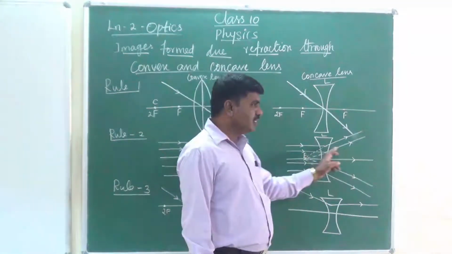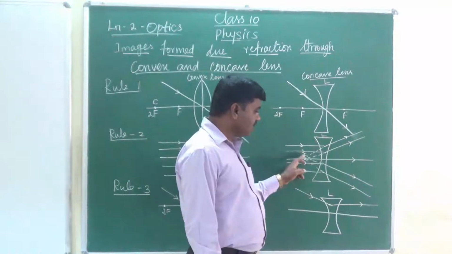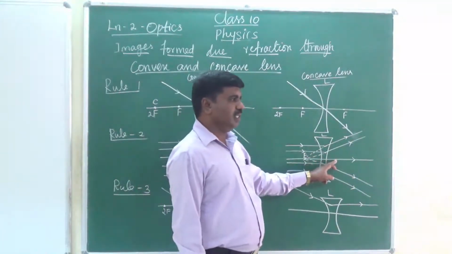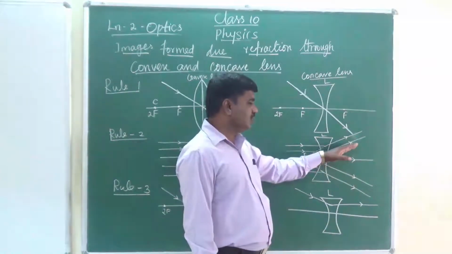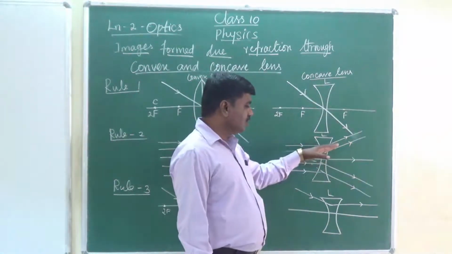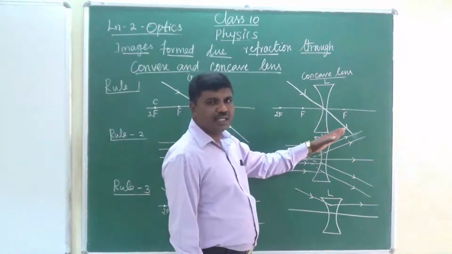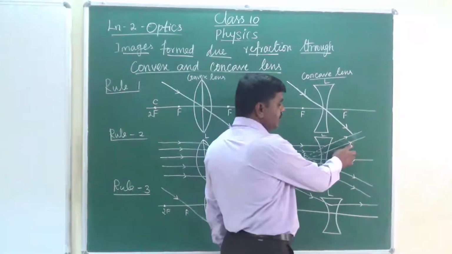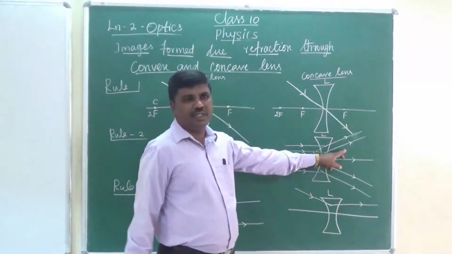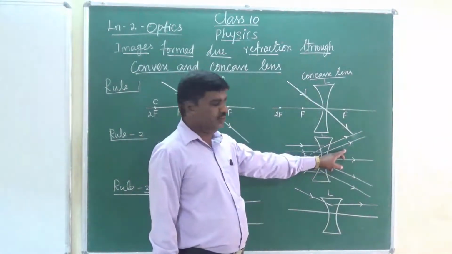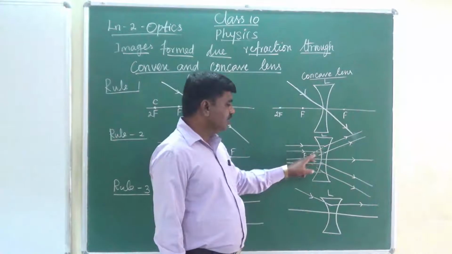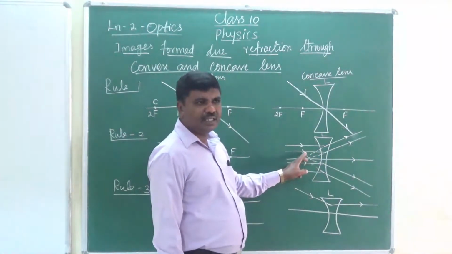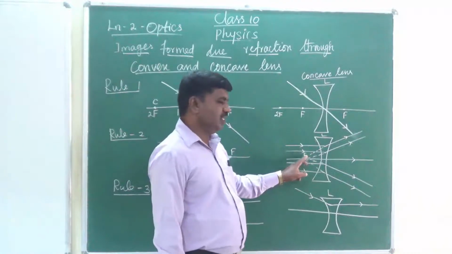Okay, so all the rays are diverging. These rays are parallel to the optic axis, but after passing through the lens, all the rays are deviating. So here the converging rays give a real image. The same way, this focal point, that dotted line, is nothing but a virtual image.